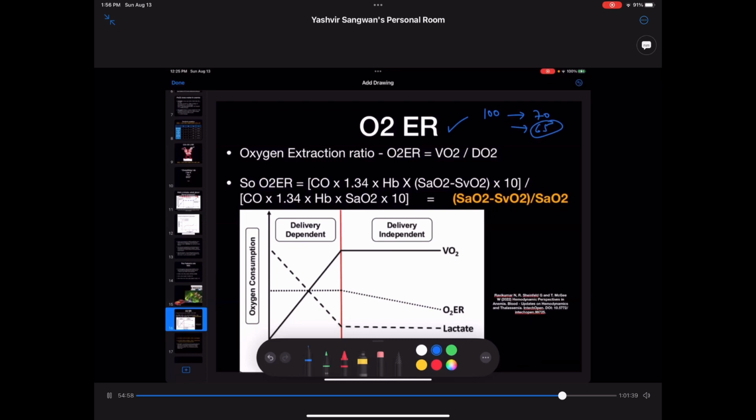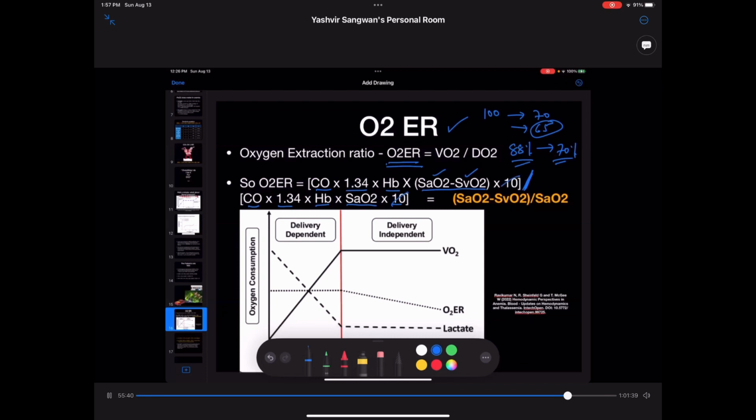But if my oxygen saturation of my patient, despite everything, is 88% despite trying, then would I expect my venous oxygen to come back as 70%? That doesn't make any sense. Therefore, you start looking at oxygen extraction ratio, which is VO2 divided by DO2. So VO2 we know is cardiac output into 1.34 into hemoglobin multiplied by the difference between saturation of oxygen in the artery minus saturation of oxygen in the vein multiplied by 10. Then you divide all of that by cardiac output into 1.34 into hemoglobin into saturation of oxygen into 10.